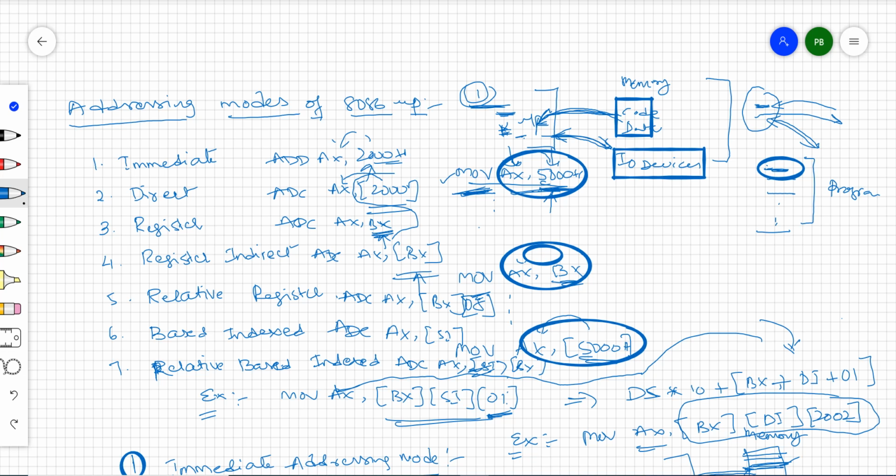Right? So like this we need to understand addressing modes. That means, simply, for the source data, how the processor is accessing the locations, or how it is addressing the location, decides what addressing mode it is using to execute the particular instruction.